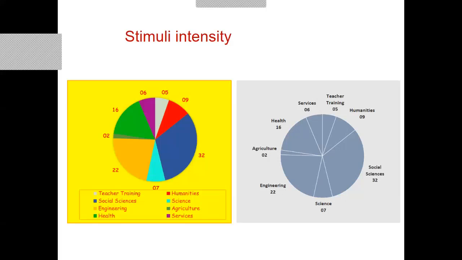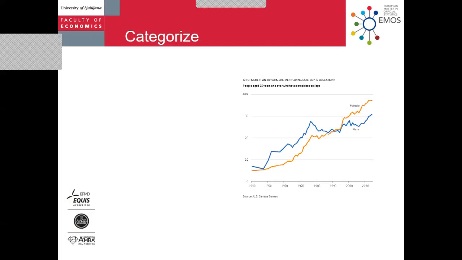Okay, let's move to our next example. It's a line chart. Now, maybe I can say that it's showing the percentage of people aged 25 plus with a college degree, for men and women separately, over time. It's the data from the U.S. Census Bureau. Okay, what's the point that you are making here?